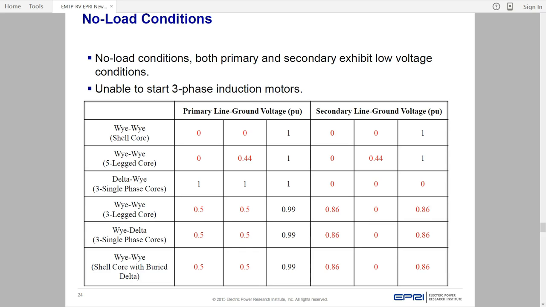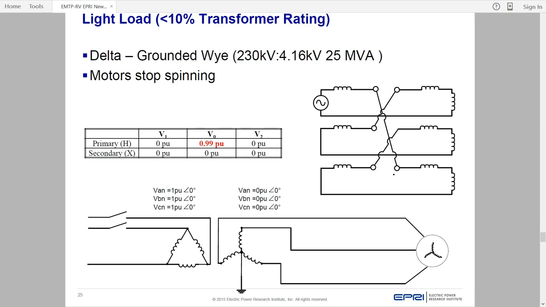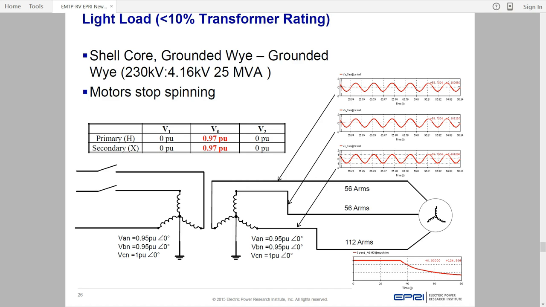For example, if you have a delta Y, if you get two open phases, basically you just have one wire coming in. You can't support anything that way, so that's easily detected. This is a shell core YY. Again, you open up two phases, your motors wind down, and again, it's pretty straightforward detecting that.